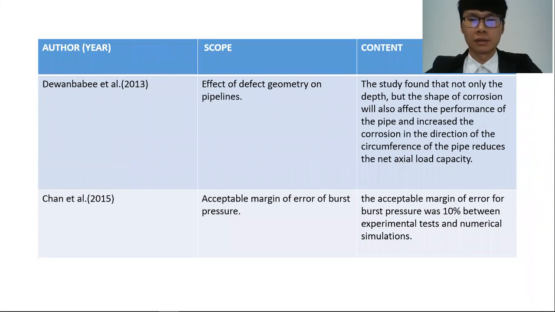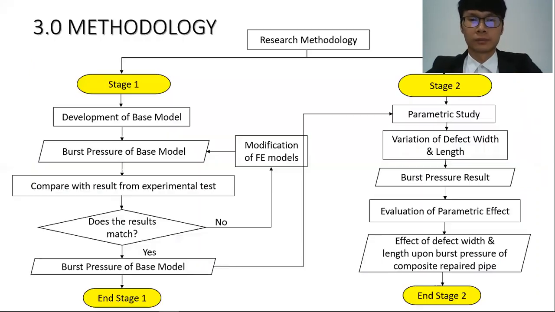D1 at 2013 found that not only the depth but the shape of corrosion will also affect the performance of the pipe, and increasing the corrosion in the direction of the circumference of the pipe reduces the axial load capacity. Chang at 2015 showed that the acceptable margin of error for burst pressure was 10% between the experimental test and numerical simulation, which were then used to do the validation of BESS model.